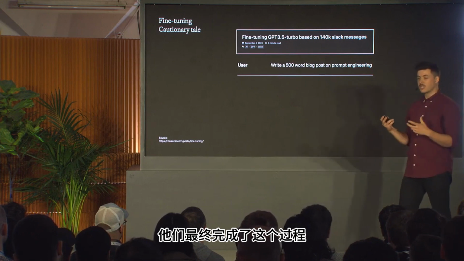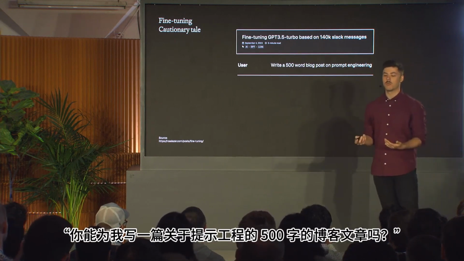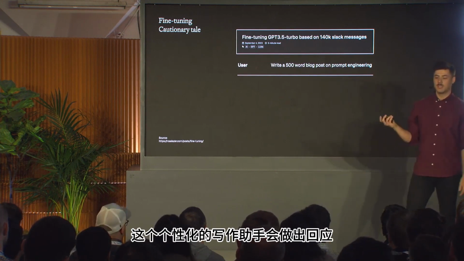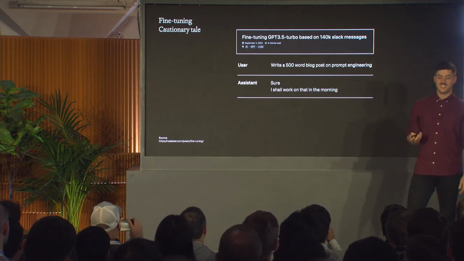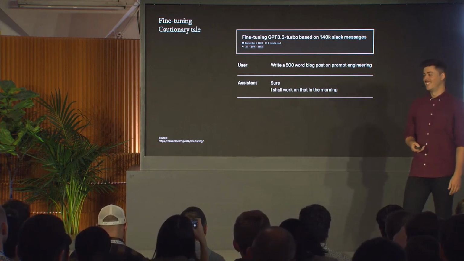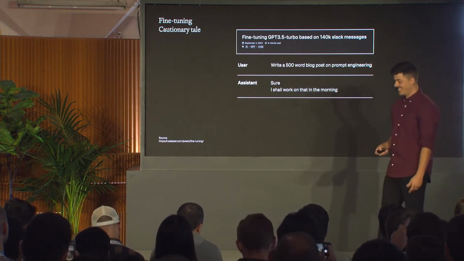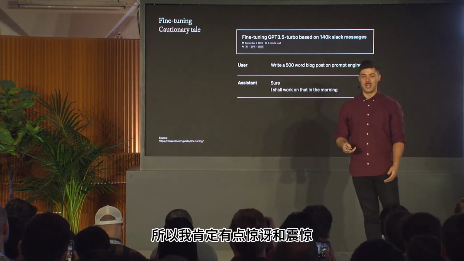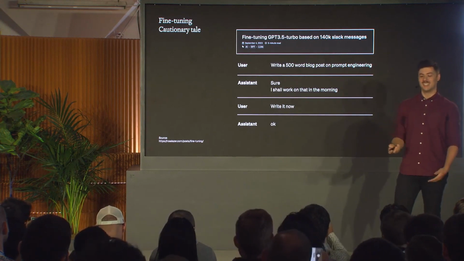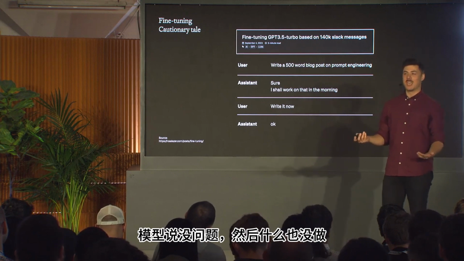They finally go through this process, they get a fine-tuned model, and they ask it to do something, right? So they say, can you write me a 500-word blog post on prompt engineering? And this personalized writing assistant responds, sure, I'll do it in the morning. I'm sure they were a little surprised and shocked. He follows up and says, I'd prefer if you wrote it now, please. And the model says okay and then does nothing else, right?